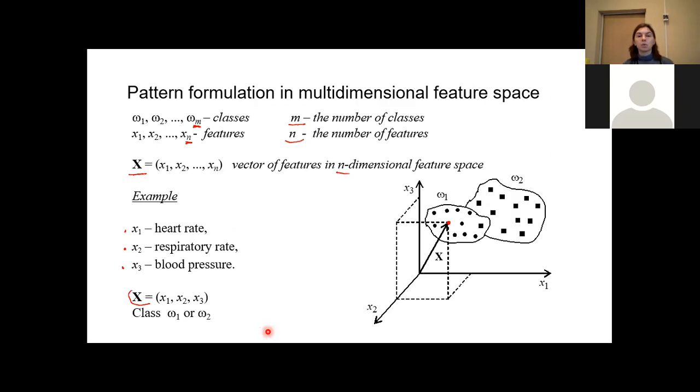And we will start with the formulation of the object in multidimensional feature space. One more time, don't sleep. Be strong.